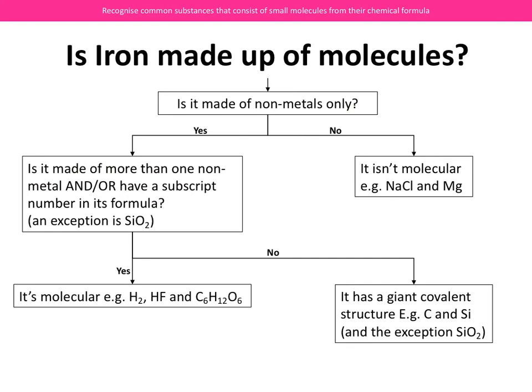Okay, so we've looked at non-metals, so now we should look at metals. Let's ask the question, is iron made up of molecules? When we look at the first question, it says, is it made of non-metals only? Well, iron is a metal, so the answer to that is straight away no. So at the moment, all that tells us is that it isn't molecular. If it isn't molecular, what is it? That's what we're going to consider now. What is the structure of substances that are not made up of molecules? Substances like iron, substances like sodium chloride.